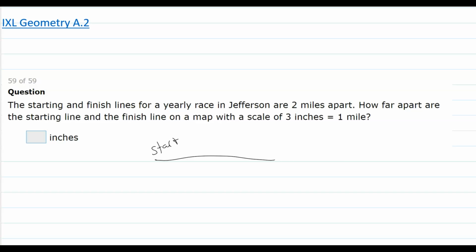I'm just going to draw a little diagram to show me that those are 2 miles apart.